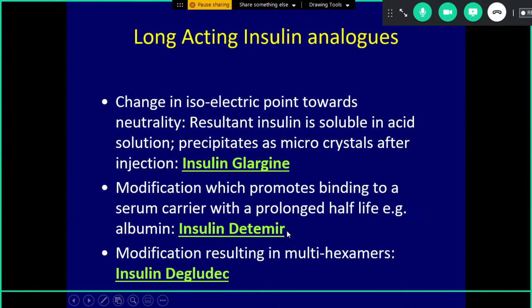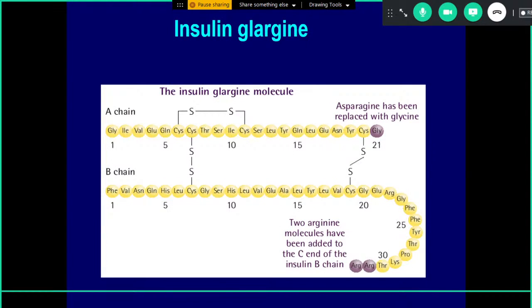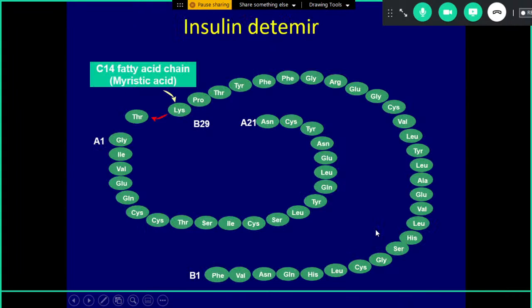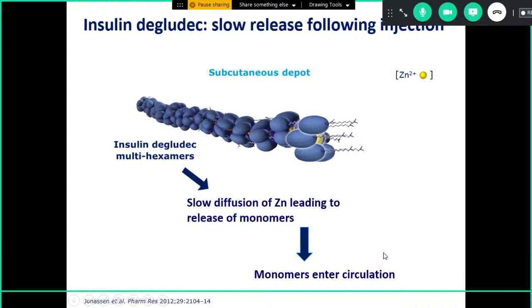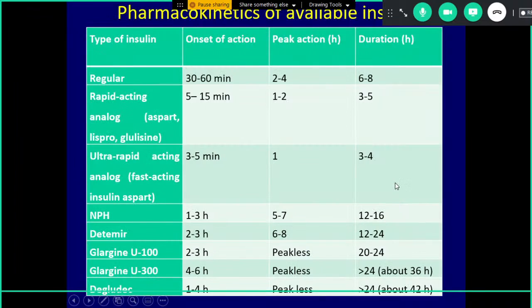Insulin detemir has a fatty acid attached which allows it to combine with albumin in the blood and prolongs the circulating half-life. And then insulin degludec is modified such that it causes multiple hexamers, right? So this is glargine. I won't worry showing you this. And this is degludec, which when injected, causes multiple hexamer chains, which then slowly break down to release monomers. So essentially different ways.